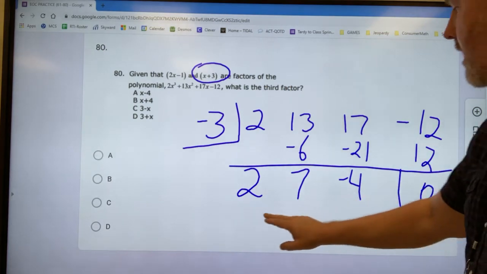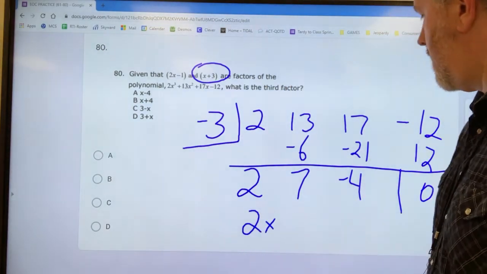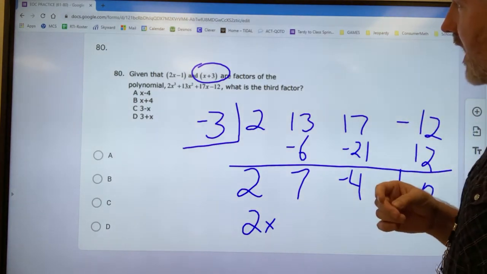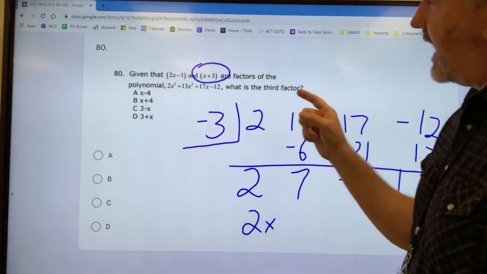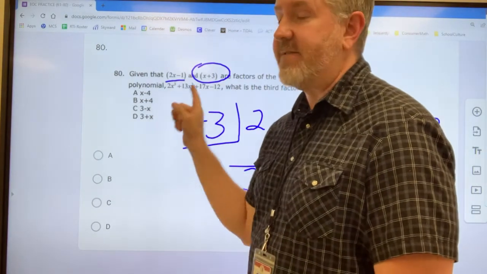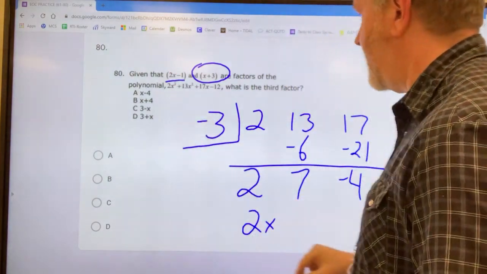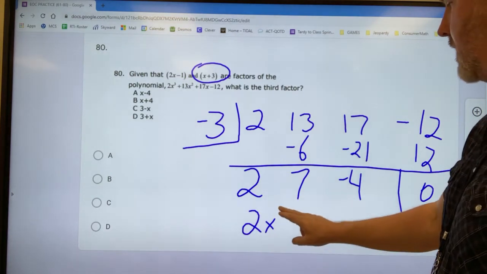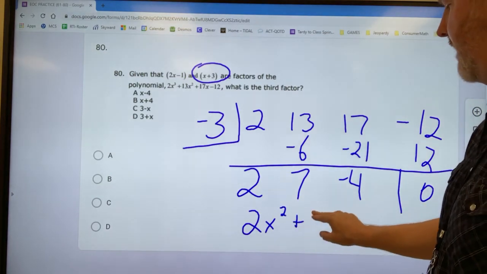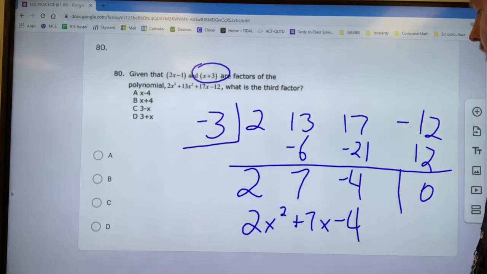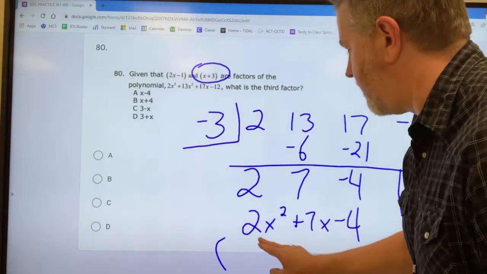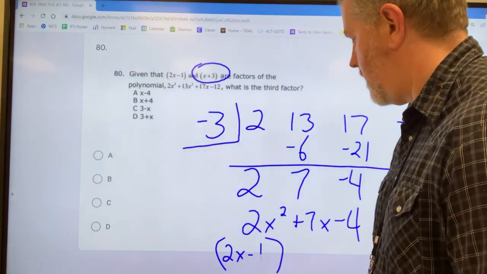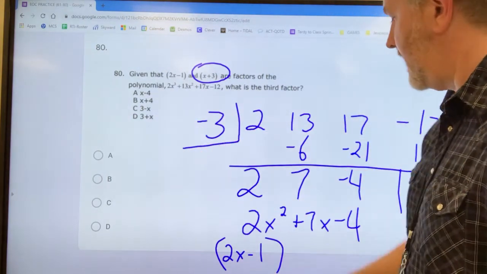We knew that. Now, I'll be honest, I don't remember how to divide by a number that has that A at the beginning. So we'd have to use long division. So we're stuck here with 2x squared plus 7x minus 4 as our quotient. And then you can factor that. And guess what? We know one of the factors is 2x minus 1. And the other one is here.